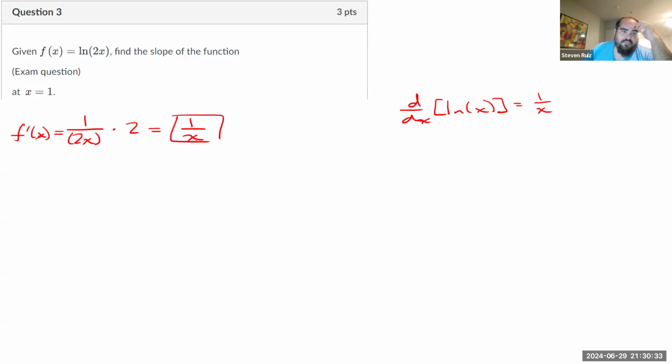So this is my derivative in general. So what's the derivative equal to at f prime of 1? That'll be 1 over 1, so 1. And what else? Got 2 more questions.